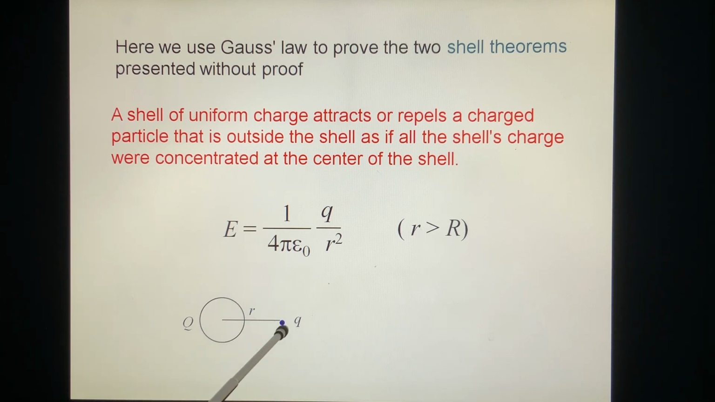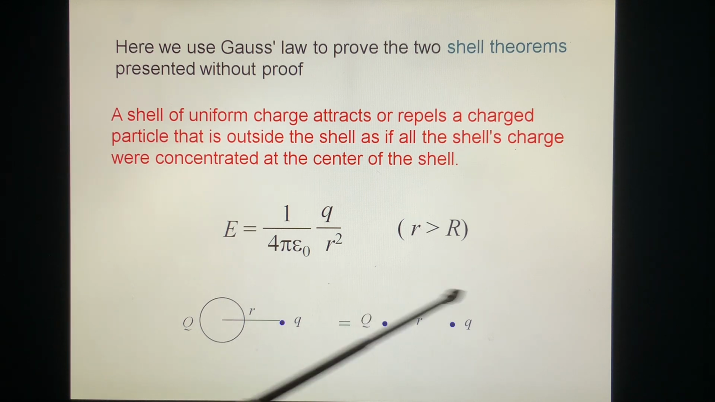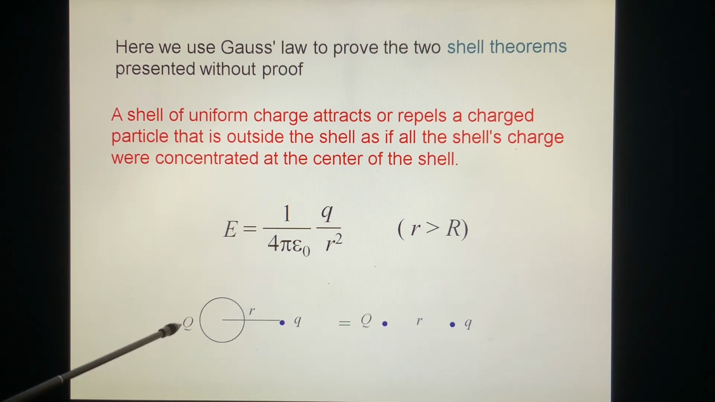Now, this is a charged body, this is a sphere. To calculate the attraction, we can treat this whole uniformly distributed sphere as a point charge located at its center. So this becomes a very simple question: two points, one is big Q, one is small q, and the distance is r.